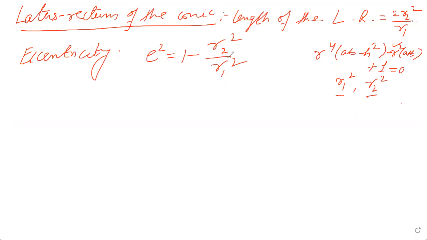So here this will be the eccentricity: 1 minus b square upon a square, which normally comes in the case of an ellipse. If b is greater than a, and if a is greater than b, then 1 minus a square upon b square.